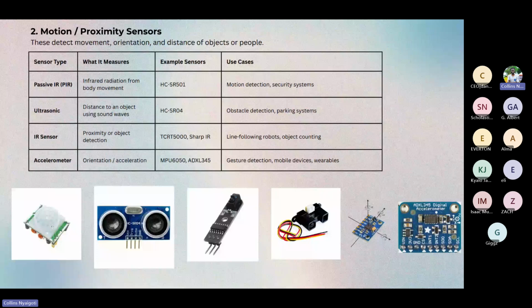There are ultrasonic sensors, which use sound waves. They measure distance to an object using sound waves. There's a transmitter, an emitter, and a receiver. One sends the waves, another one receives them. An example being the HC-SR04. It's a really cool sensor. I have it right here next to me.